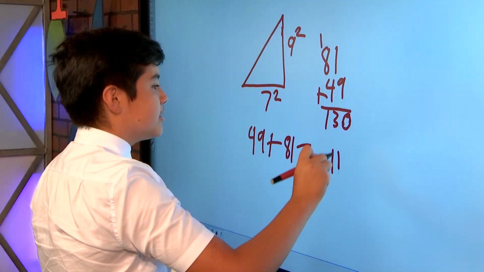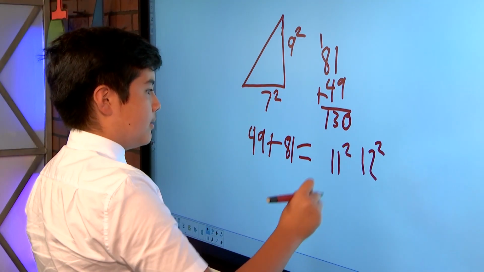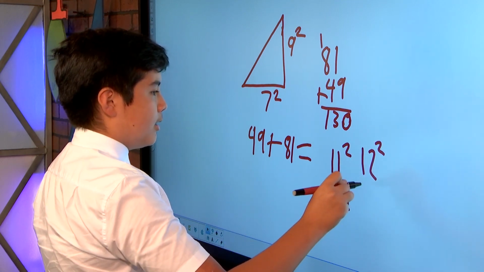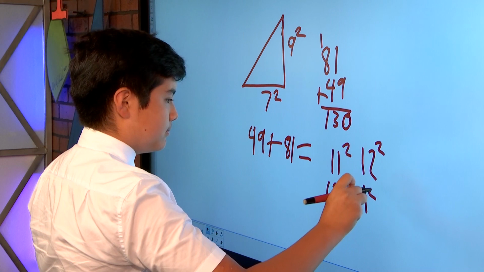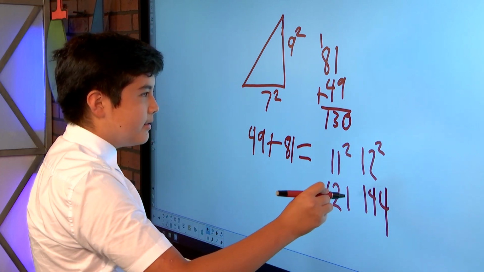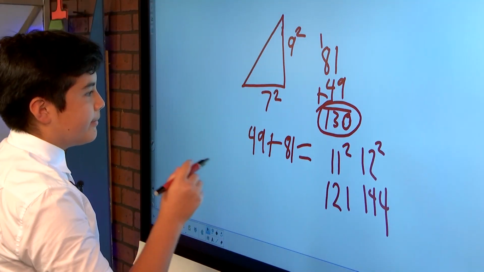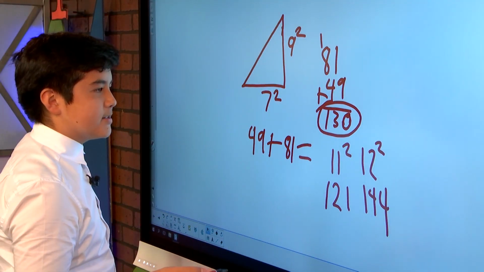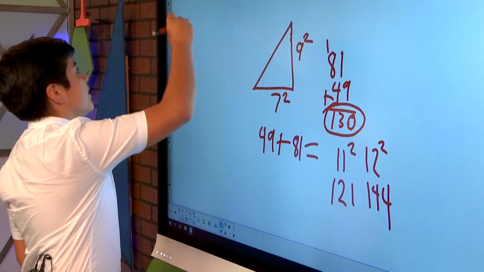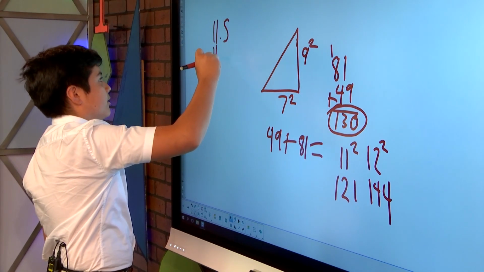Now there isn't any perfect squares, so we'll have to see what the numbers that are squared are in between 11 squared and 12 squared. So in between those numbers, you have 121 and 144. So in between there is our answer, 130. So we'll have to see what the closest decimal is. We have to do decimals. So let's see, 11.5 times 11.5.